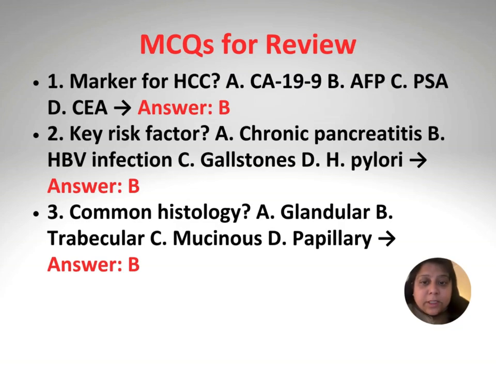Now here I will discuss a few MCQs for review. First, marker for HCC. A. CA19-9, B. Alpha fetoprotein, C. PSA, or D. CEA. As I have told you in my lecture, the marker for HCC is alpha fetoprotein. Levels more than 400 nanogram per ml are suggestive of hepatocellular carcinoma.